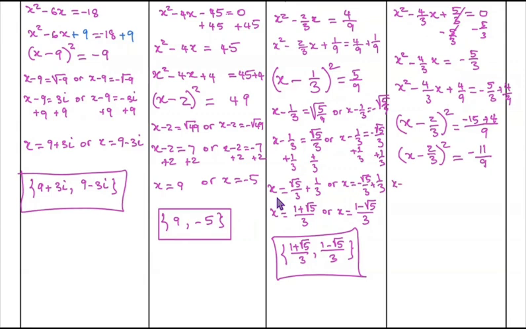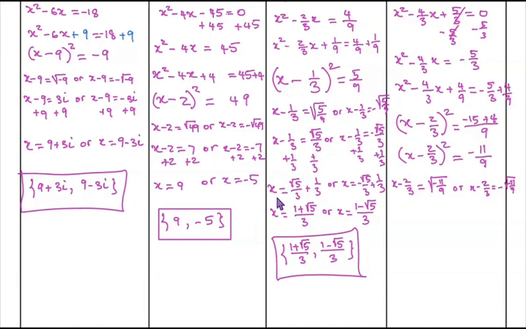Now let's use the square root property to have two equations. x minus 2/3 equals the square root of negative 11/9. Now, remember, when having a negative number inside of a radical with even index, it gives you a complex number. Or x minus 2/3 equals negative square root of negative 11/9.